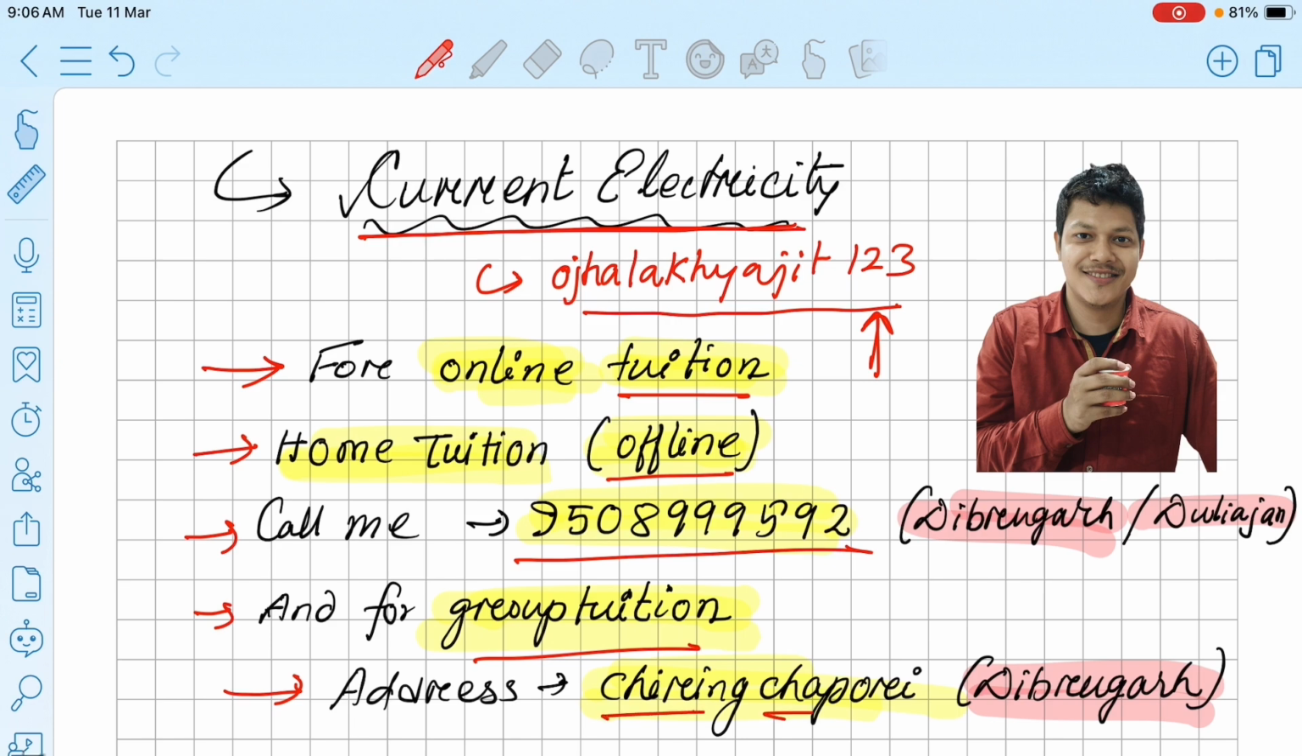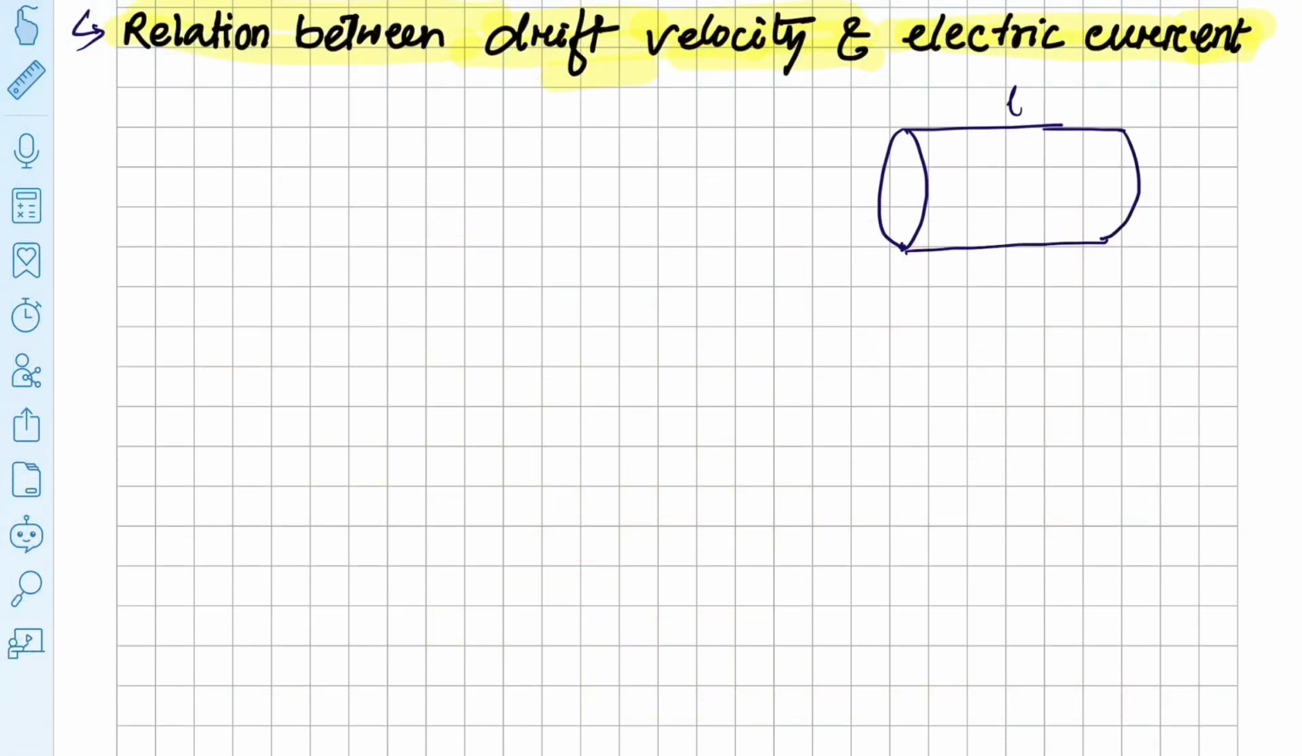So now let's start. Suppose we have a conductor. This is a conductor of length L, and the potential difference across this conductor is suppose V. The electric field across this conductor due to this potential difference is suppose E, and the current that flows through this conductor is suppose I.